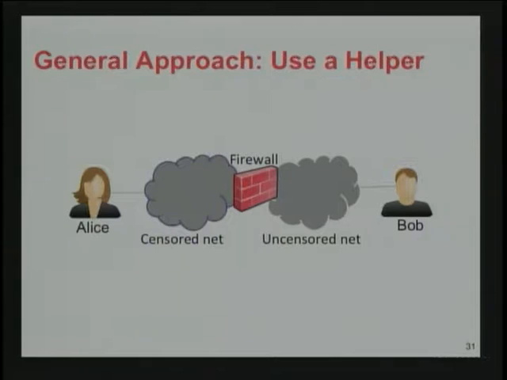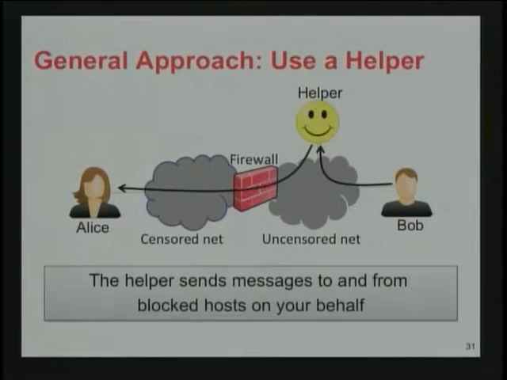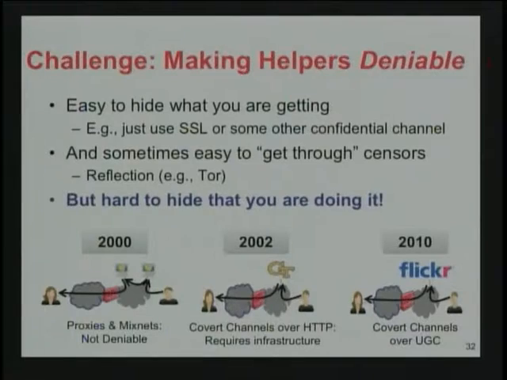But before we come back to that, let's just talk about general approaches for solving this, right? And they all kind of look the same way. The general approach is to say, let's use some kind of helper, right? So even though Alice and Bob can't talk directly to one another, maybe Bob can talk to this helper, and maybe the helper can get through the firewall on Alice's behalf. Typically, we think of this as proxies or mixnets, right?